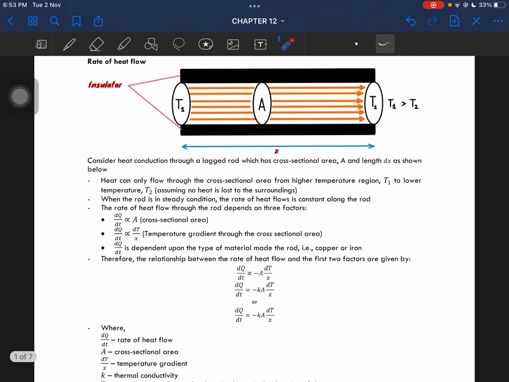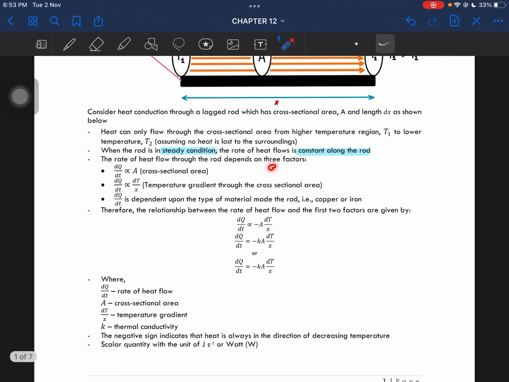Okay, so the rate of heat flow, when the rod is in steady condition, the rate of heat flow is constant along the rod. Make sure you get that point here because usually the problem will include a steady condition state. So the rate of heat flow through the rod depends on three factors.